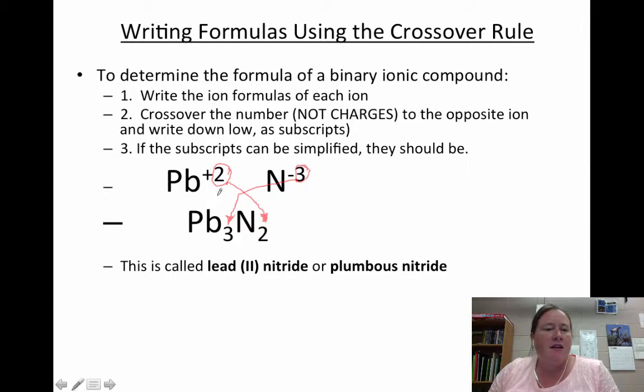So since lead can have more than one charge, the name of this substance would be lead(II) nitride. Lead(II) is the smaller charge of lead. Another option is lead(IV). So since this is a smaller charge, using the classic system, we call this plumbous nitride. One thing I forgot to mention earlier is that if the subscripts can be simplified, they should be. And there's an example of that on the next slide.